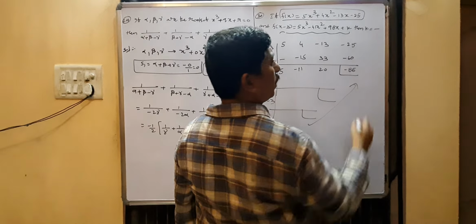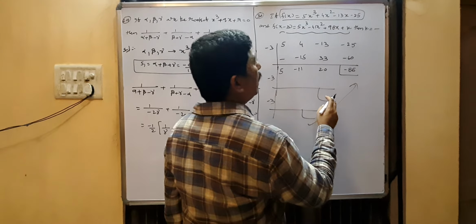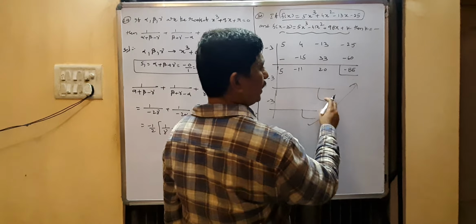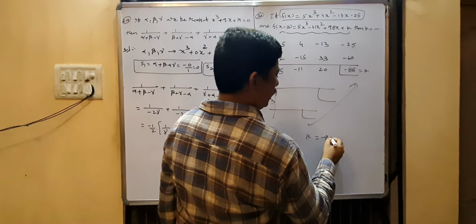You can go in reverse order. This is the x power 4 quotient, the x cube quotient, the x square quotient, the x quotient, and the constant, which is the k value. So k equals minus 85.